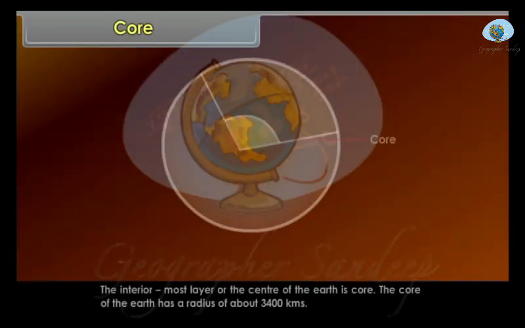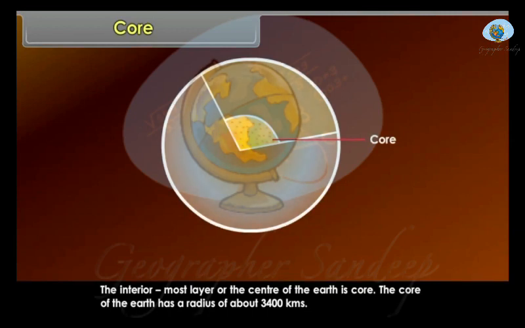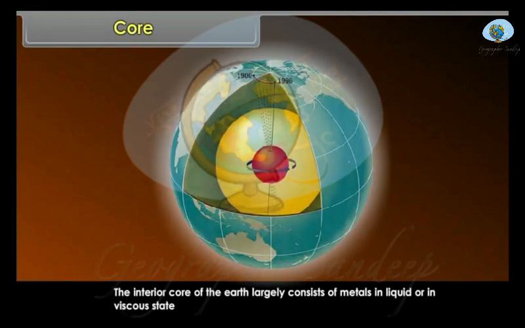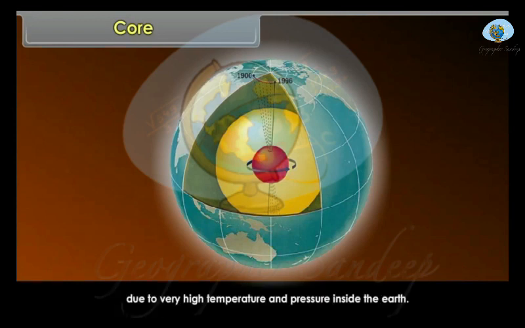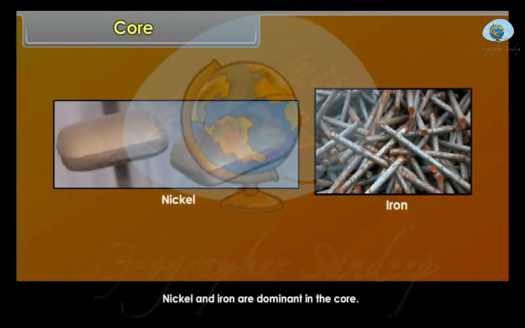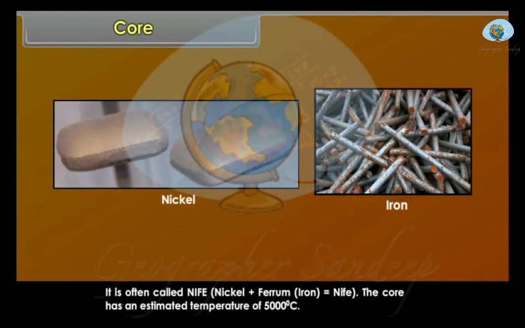Core. The interiormost layer or the center of the Earth is core. The core of the Earth has a radius of about 3,400 kilometers. The interior core of the Earth largely consists of metals in liquid or in viscous state due to very high temperature and pressure inside the Earth. Nickel and iron are dominant in the core. It is often called NIFE, N-I-F-E: nickel plus ferrum, that is iron, equals NIFE. The core has an estimated temperature of 5,000 degrees Celsius.